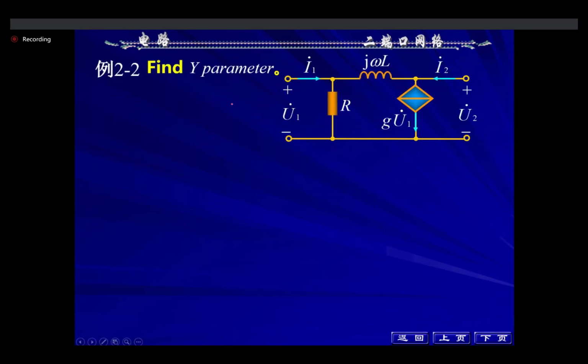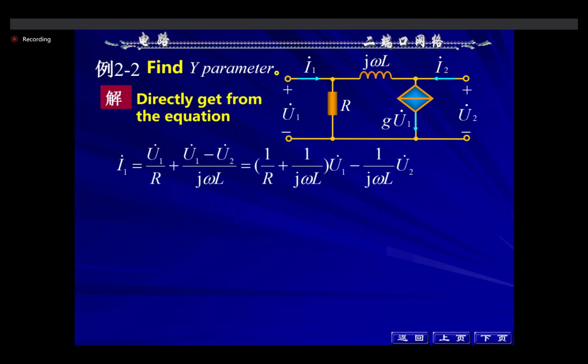For this example, find the Y parameter. We can get the equations directly from the circuit. I1 at this position equals this current added to this current. This current is U1 over R. And U1 minus U2 over j omega L is this current. So this is I1, expressed using U1 and U2. And we can also express I2.